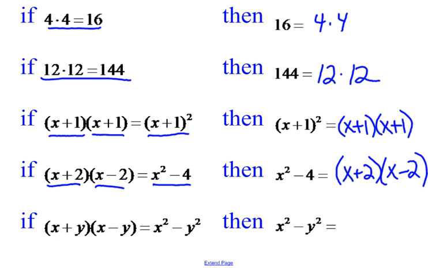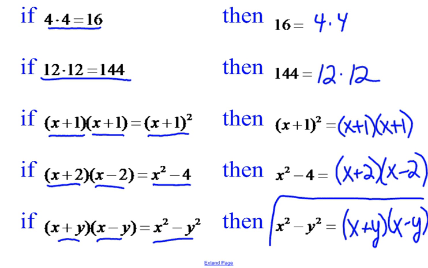That's what we're looking for, this special pattern right here. If x plus y times x minus y equals x squared minus y squared, then x squared minus y squared is the same as x plus y times x minus y. This is the rule we use to factor when we have a difference of perfect squares.